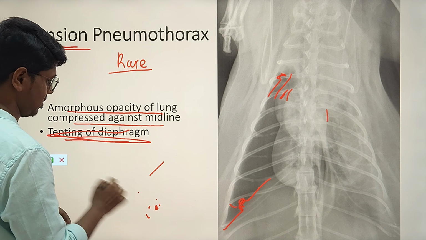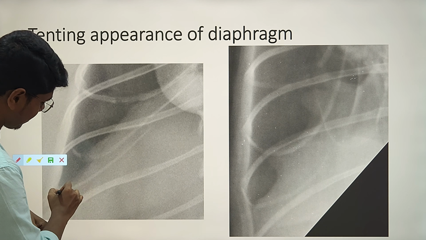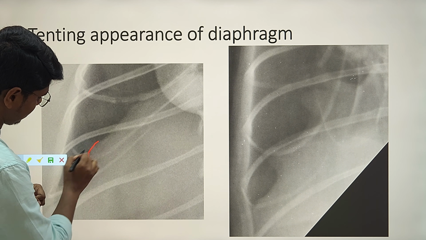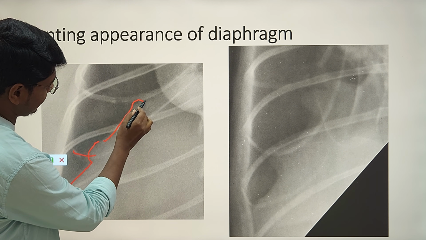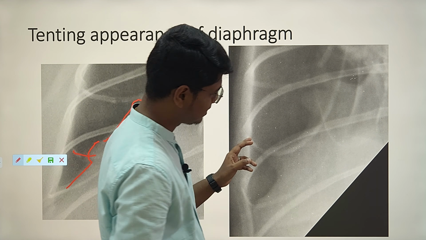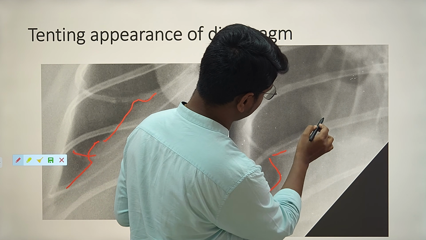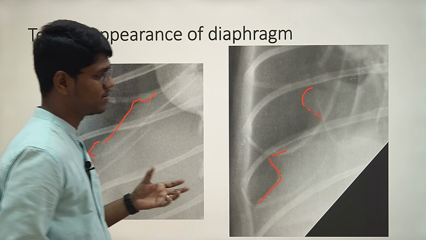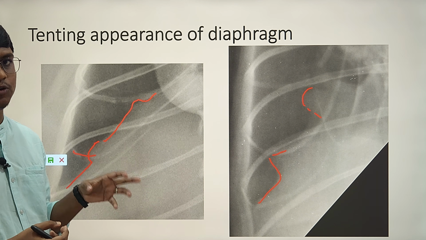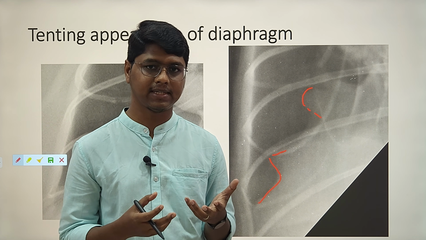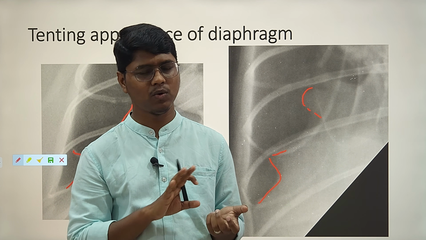Let us see some other pictures of tenting of the diaphragm. This one is tenting of the diaphragm. In that case, you can see a bulge. This is the rib where it attaches. You can see this bulge. There is also another slight bulge here. And here is another radiograph. You can see here the costal attachment. This is basically tenting of the diaphragm. It is a feature of tension pneumothorax, along with the lung being very atelectatic, appearing as an amorphous opacity, or near fat opacity.